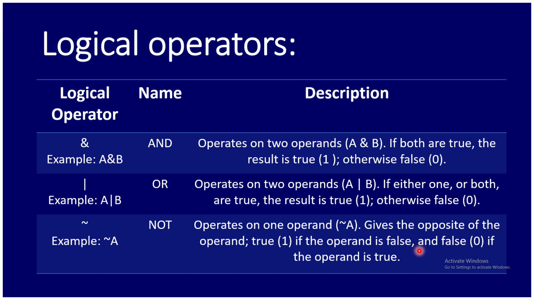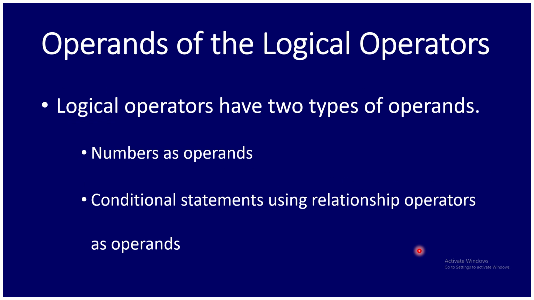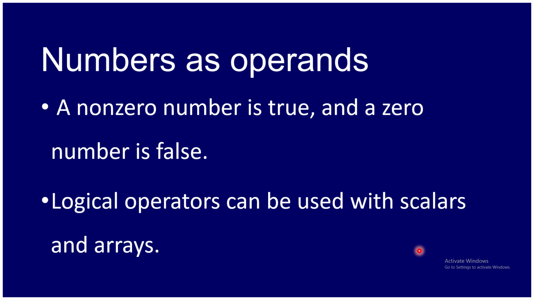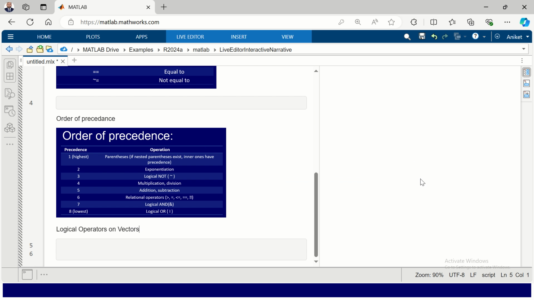Okay, so let's see what types of operands we can use in the case of logical operators. There are two types of operands we can use. The first one is numbers as operands, and the second one is conditional statements using relational operators as operands. So how can we use numbers as operands? If there is any non-zero number, it is considered a true condition, and if there is zero, it is considered a false condition. Now we will see in Matlab how to use these number operands.